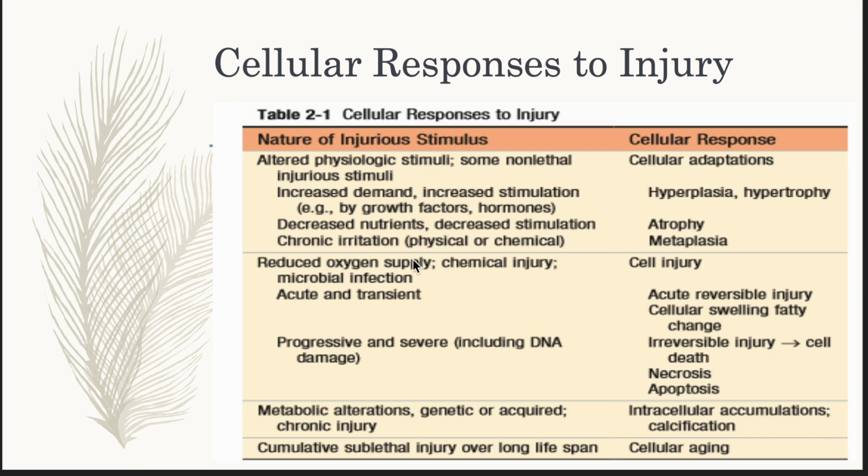So, reduced oxygen supply. Of course, when your cell needs oxygen and it is absent, or when there is chemical injury, it will lead to cell injury. Acute and transient will lead to acute reversible injury, cellular swelling, and fatty change. So, progressive and severe, right? When it is severe, too much, it will lead to irreversible injury, will lead to cell death, necrosis, and apoptosis. So, metabolic alterations, genetic or acquired, can lead to intracellular accumulations or calcification, so abnormalities. Cumulative sublethal injury over a long lifespan, cellular aging.